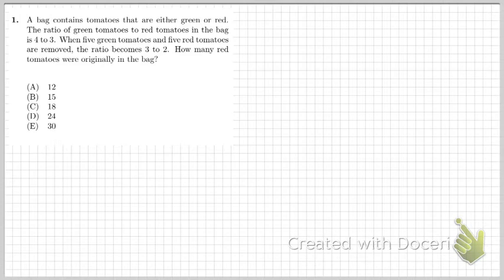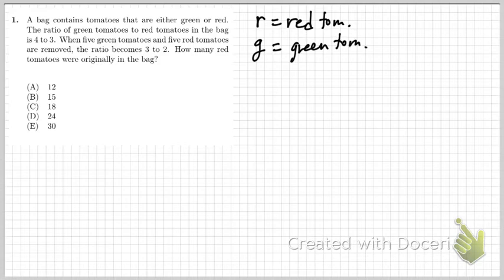So I'm going to let the letter R represent the number of red tomatoes. And I'm going to let the letter G represent the number of green tomatoes. Okay, and they said the ratio of green to red. So the ratio of green, G to R, is equal to 4:3. So there we have equation number 1.